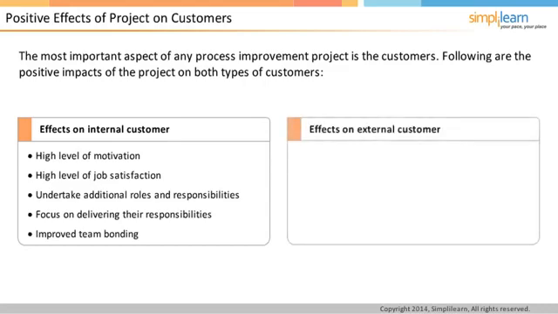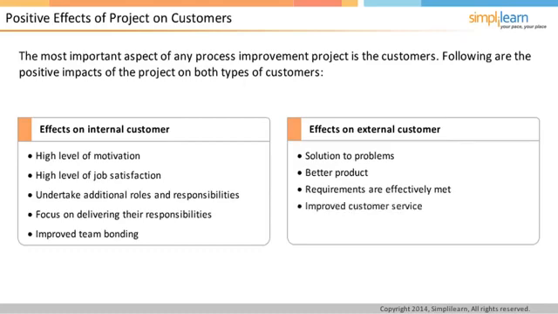The positive impact of a project on the external customers is as follows. Process improvement projects analyze the problems and come up with an effective solution, consequently ensuring a better product. A successful process improvement project assists the organization in effectively meeting customer expectations or requirements. There is visible improvement in customer service. Good quality product and service ensures high customer satisfaction. Let us learn about different methods of customer data collection in the following screen.